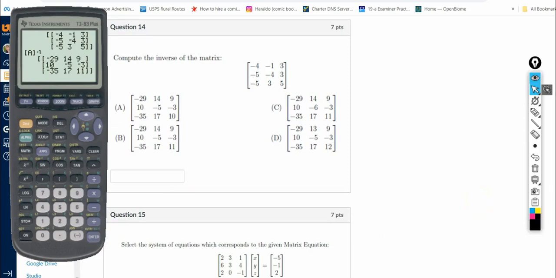Okay, so I want negative 29, 14, 9 on the first row. Then I want 10, negative 5, negative 3 on the second row. And then on the last row, I want negative 35, 17, and 11. Okay, so the answer is B.